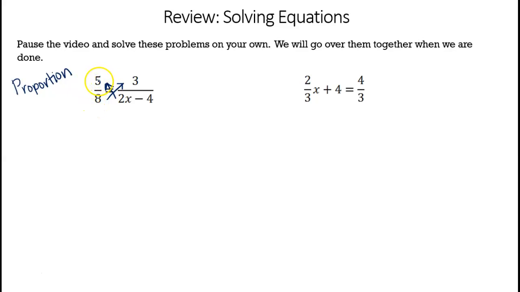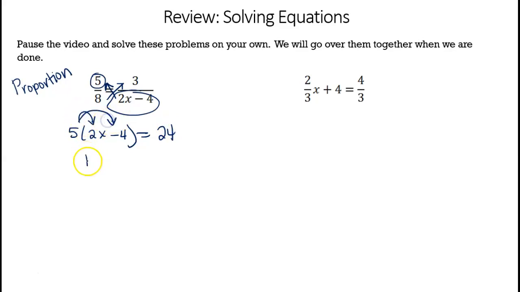So we're going to multiply 5 and 2x plus 4 on one side of the equal sign. Bring down our equal sign, and then 8 and 3 on the other side. And then this is almost exactly like what we were working on the previous slide. Distribute to get rid of the parentheses.